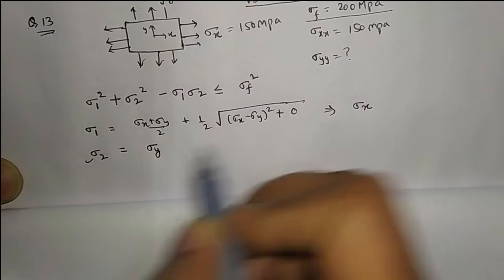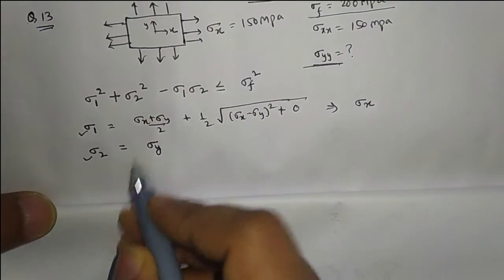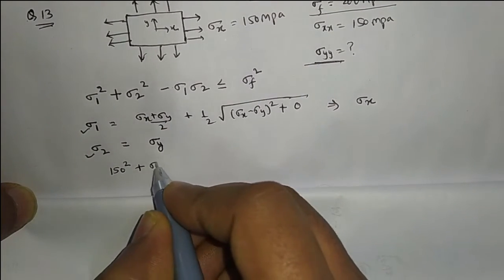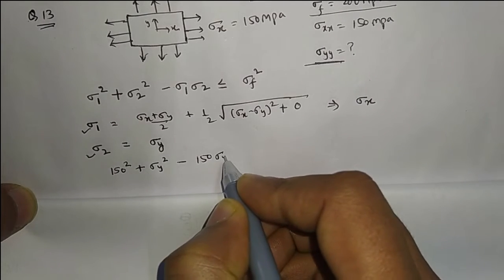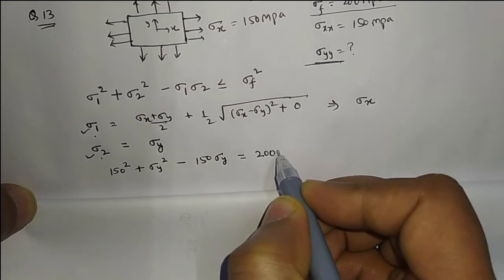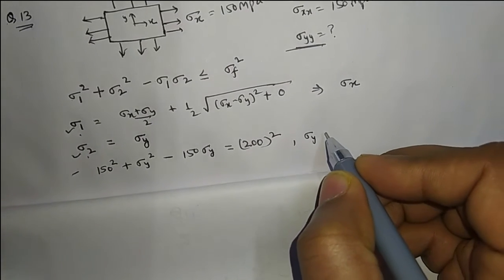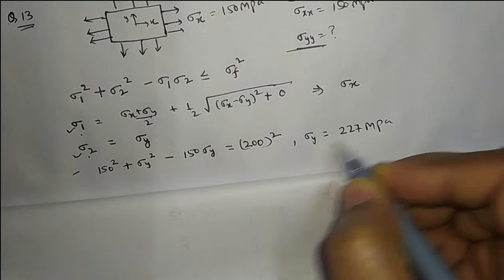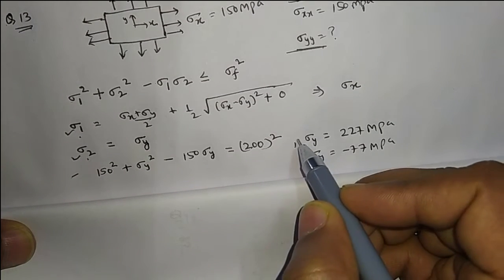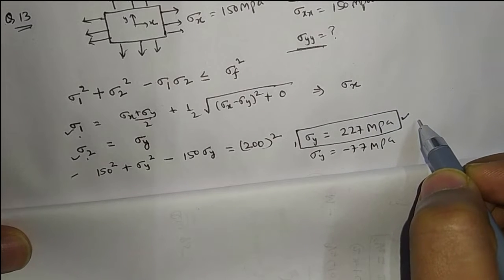Now we have to put the values of sigma 1 and sigma 2 into this equation to find the value of sigma y. Sigma x is given as 150 megapascal, so 150 whole square plus sigma y square minus 150 sigma y equal to 200 whole square. Solving this equation, we will get two values. One is 227 megapascal and the second is minus 77 megapascal. From the given options, the positive value of 227 megapascal is right. So answer A is the correct answer.